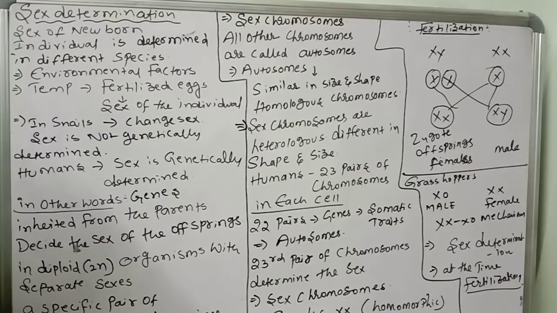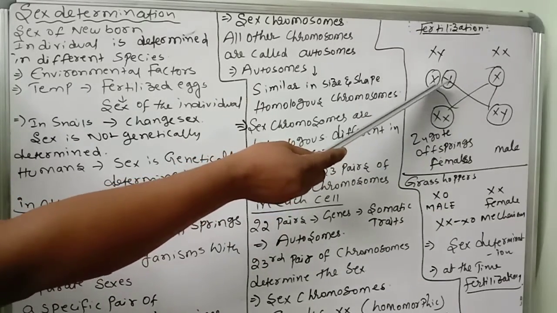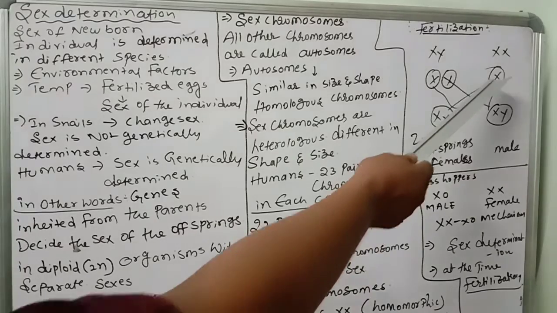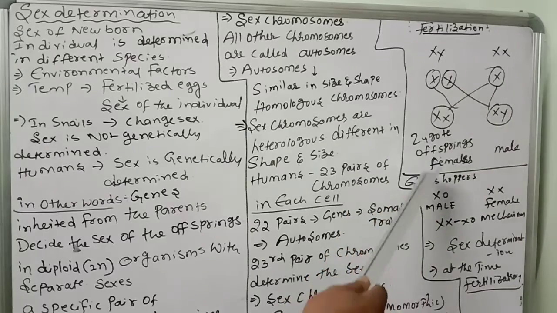During fertilization, there are equal chances that the ovum is fertilized by either a sperm having an X chromosome or a sperm having a Y chromosome. That one you should remember. The ovum combining with X gives XX, female; with Y gives XY, male. Like that, the zygote develops into females and males.